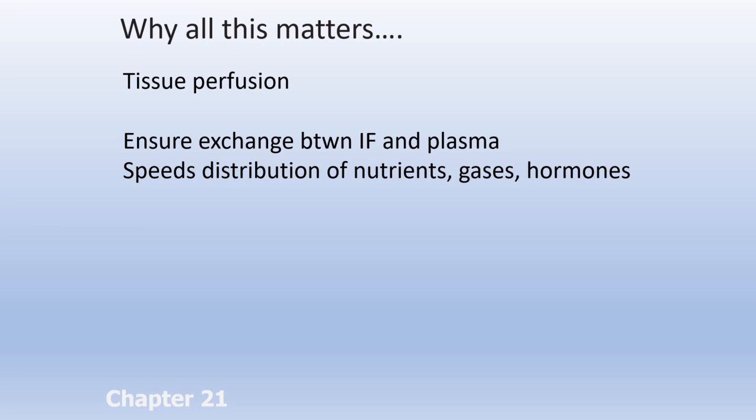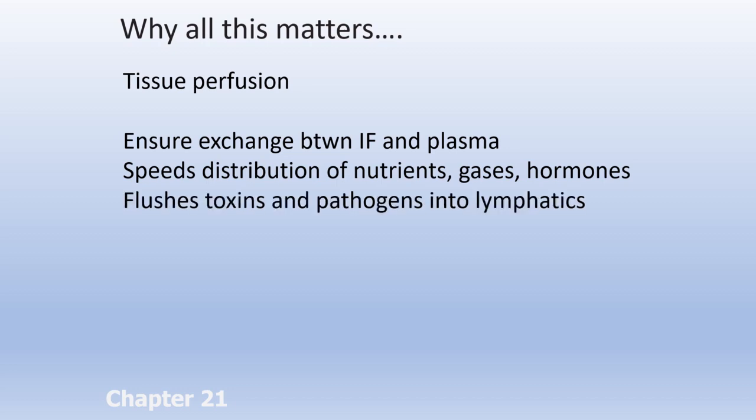You have good distribution of oxygen and carbon dioxide. You have good distribution of those hormones that have been secreted into your circulatory system by your endocrine cells and tissues. You also want to make sure that you're flushing toxins and pathogens along with your white blood cells into the lymphatics, because these are the things that cannot enter back into your capillaries, and you got to remove them from your tissues.